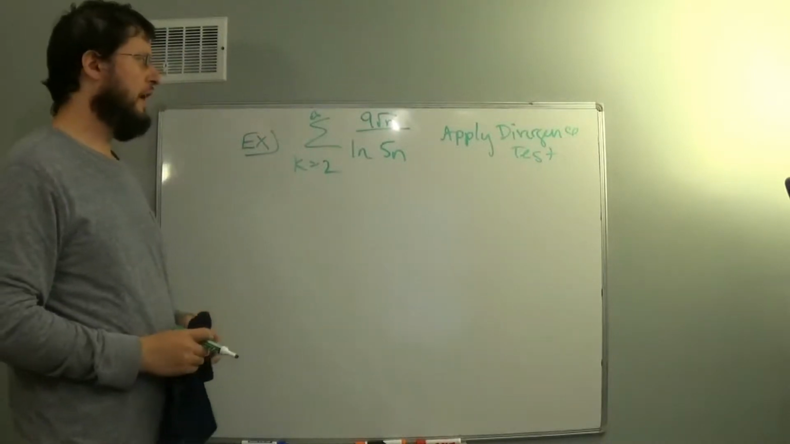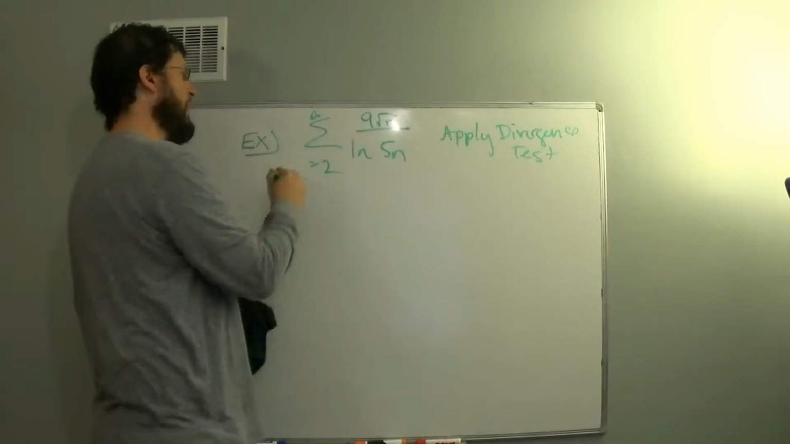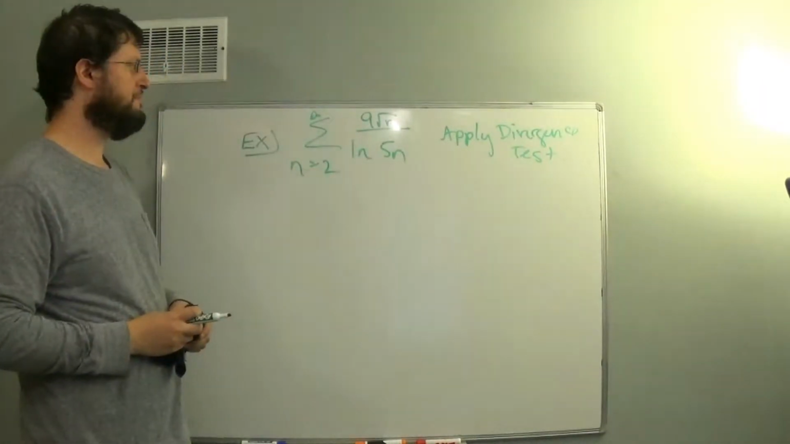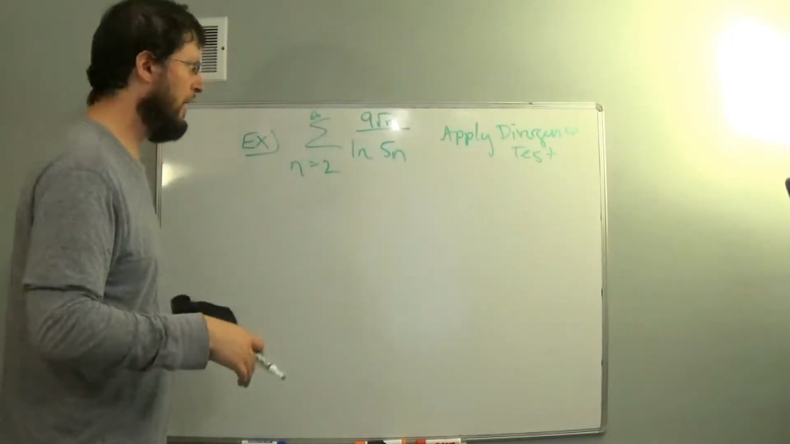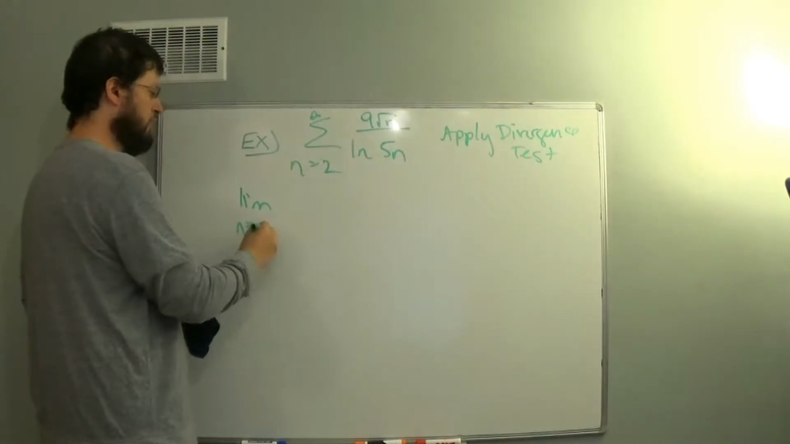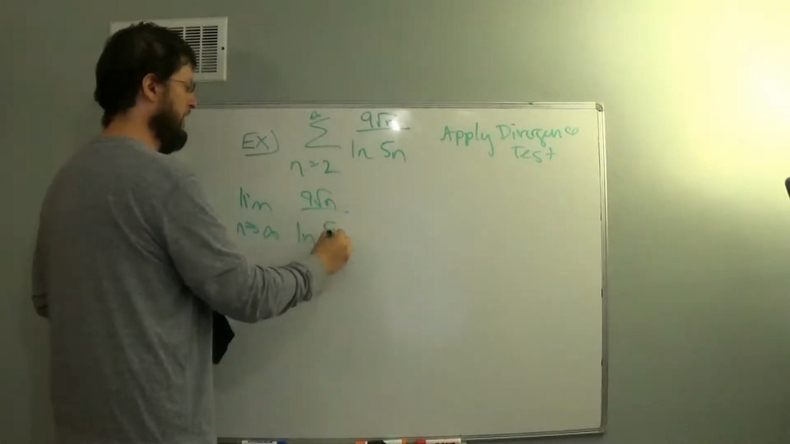In this example, we are asked to apply the divergence test to the series sum from n equals 2 to infinity of 9 root n over ln of 5n. As with all applications of the divergence test, we're simply looking at the limit as n goes to infinity of the terms, 9 root n over ln of 5n.